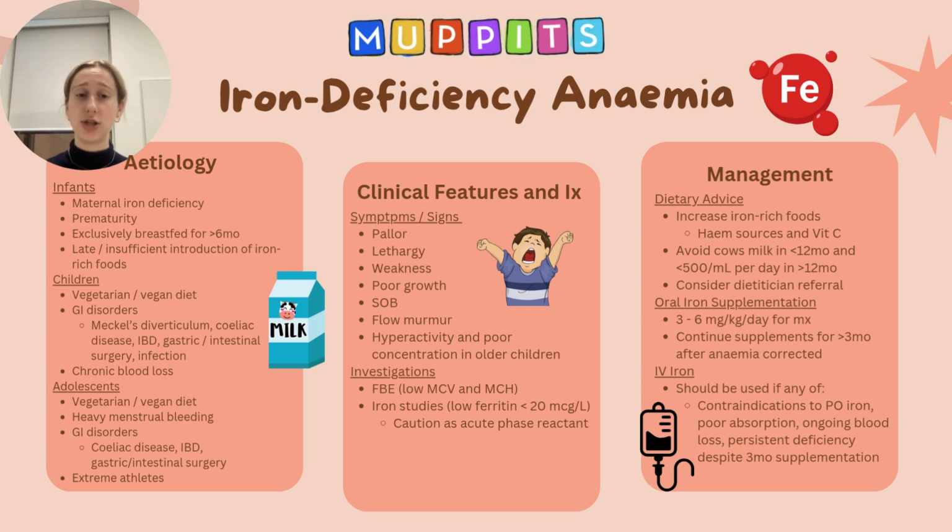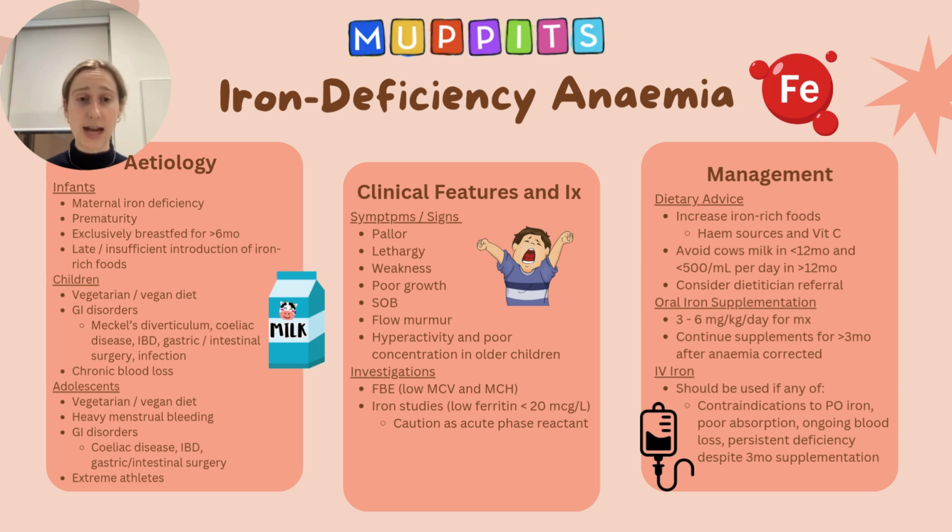Our key investigations are going to be an FBE looking for a low MCV and MCH, and iron studies as well, looking for a ferritin less than 20, can be 30 in some labs that's counted as iron deficiency anemia. And as I discussed before, just being really careful because ferritin is an acute phase reactant.